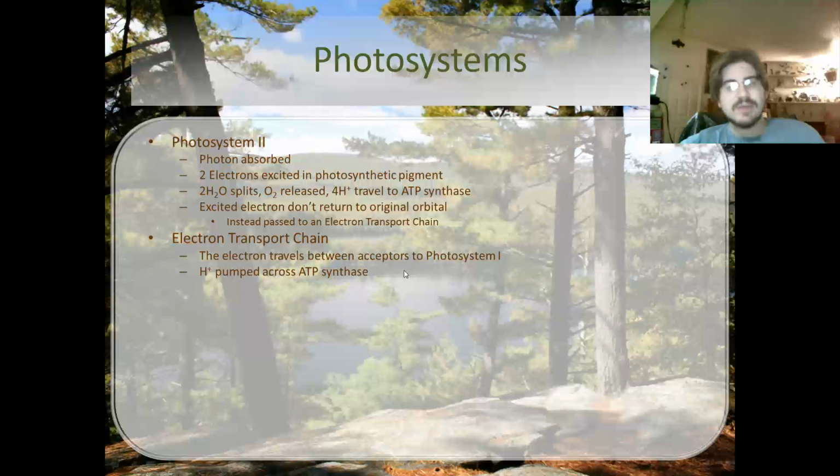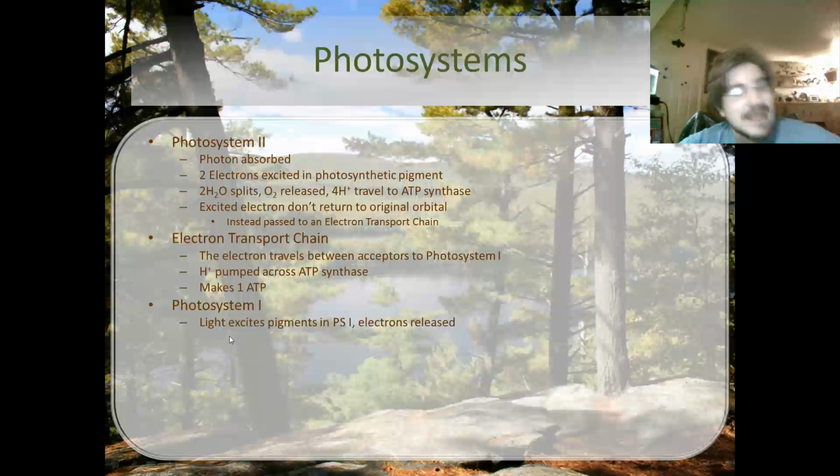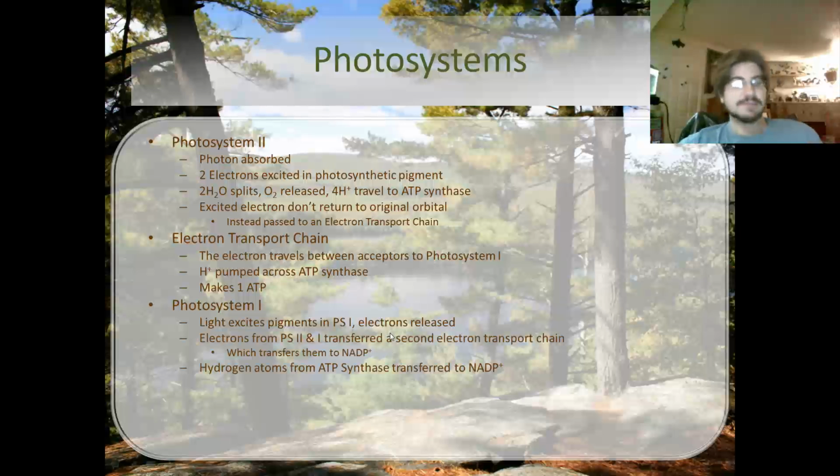And what happens to those electrons and the hydrogens next? Well, remember, ATP synthase turns ADP and a phosphate into ATP, so we make 1 ATP. And then the electrons from the electron transport chain meet up with photosystem 1. And in photosystem 1, again, light is exciting pigments. So light excites pigments in photosystem 1 and releases more electrons.